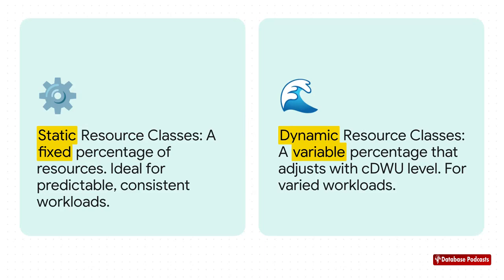The way Synapse handles this is with something called resource classes, and you've got two main flavors to choose from. First, you have static resource classes. These give a query a fixed percentage of the system's resources, no matter how much you've scaled up or down. These are great when your workload is predictable and you pretty much know what's coming. Then you have dynamic classes. These are more flexible. The amount of resources a query gets actually changes as you adjust your cDWUs, perfect for when things are a little less predictable.